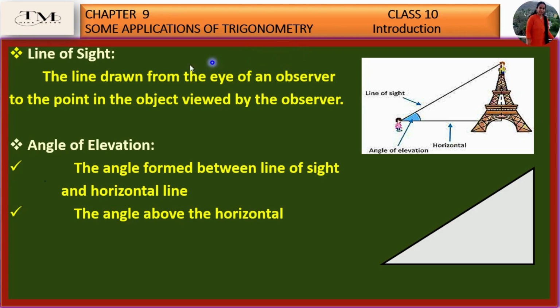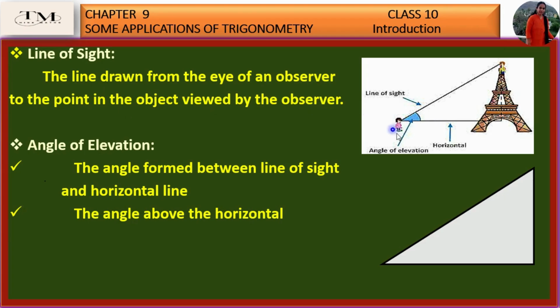Before the application, we have to know some words. That is line of sight and angle of elevation. In the next page, we have angle of depression. So what do you mean by line of sight? The line drawn from the eye of an observer to the point in the object viewed by the observer.